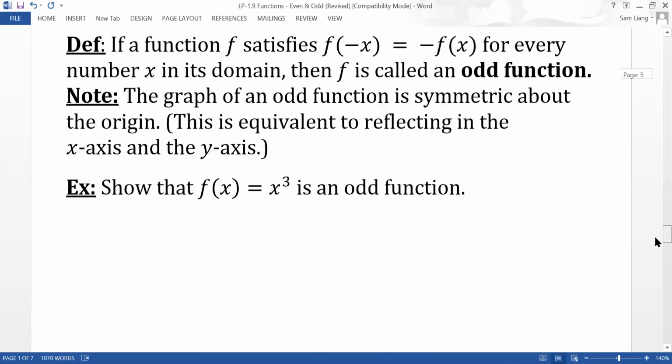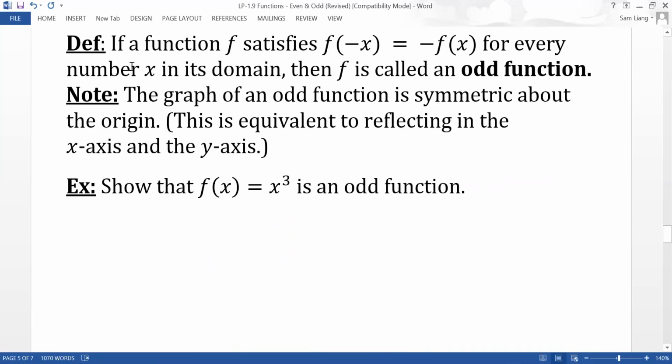All right, next definition was with regards to odd functions. If a function f satisfies f of negative x equals negative f of x for every number x in its domain, then f is called an odd function. Note that the graph of an odd function is symmetric about the origin. This is equivalent to reflecting in the x-axis and the y-axis. And then the follow-up example is: show that x cubed is an odd function.